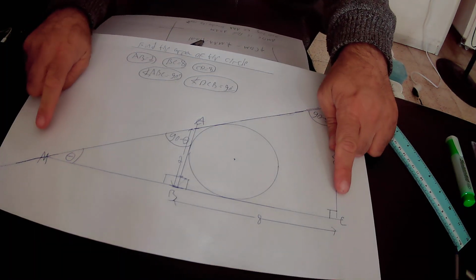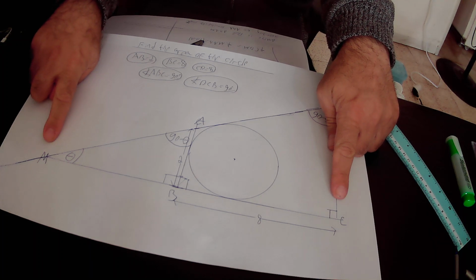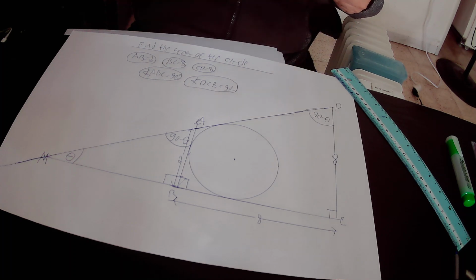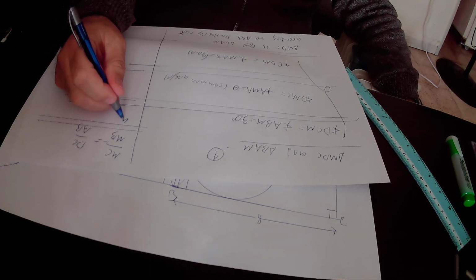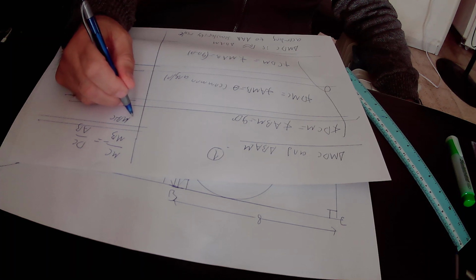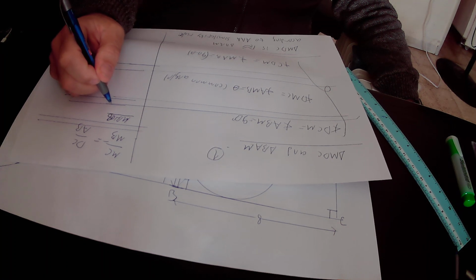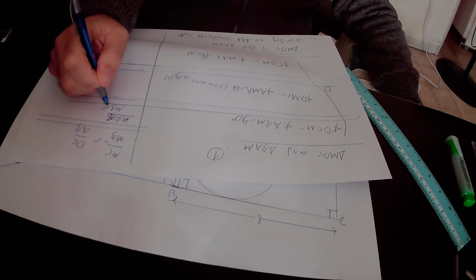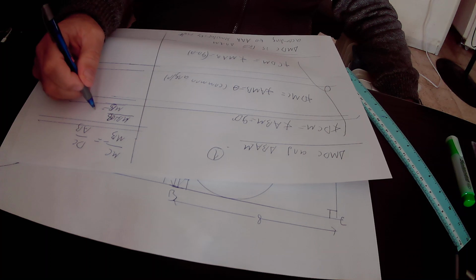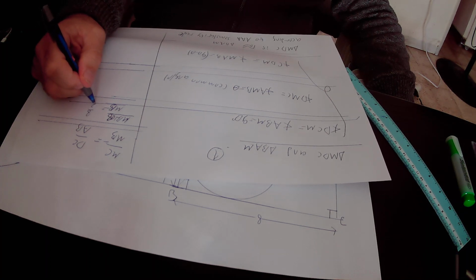What is the length of side MC? From the drawing it is very easy to see that MC equals MB plus BC. That is to say, MC equals MB plus BC, that is 8. So in total MC equals MB plus 8. MB plus 8 over MB equals DC is 8 and AB is 2.